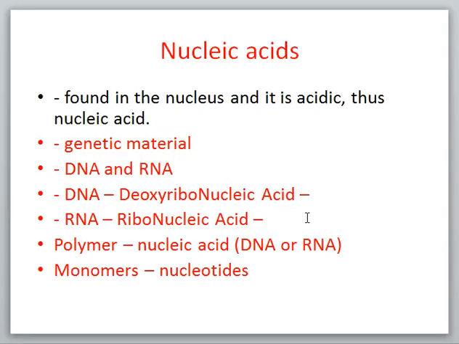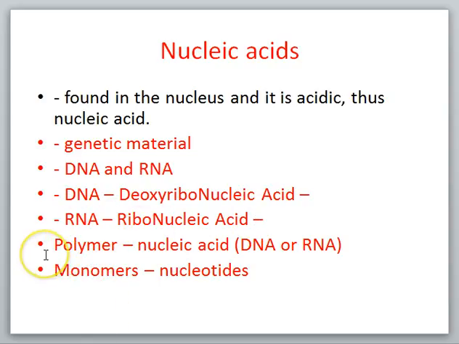Okay, the last topic we want to look at is nucleic acids. Now the name tells you a lot right here, because nucleic acids are substances that are found in the nucleus of the cell, and guess what? They're acidic. Thus, nucleic acids. Some of the more common nucleic acids that we encounter are the genetic materials of DNA and RNA. DNA stands for deoxyribonucleic acid. RNA stands for ribonucleic acid.